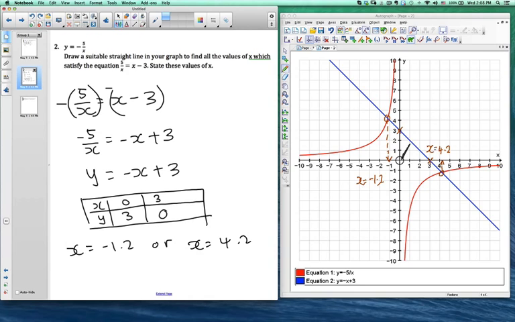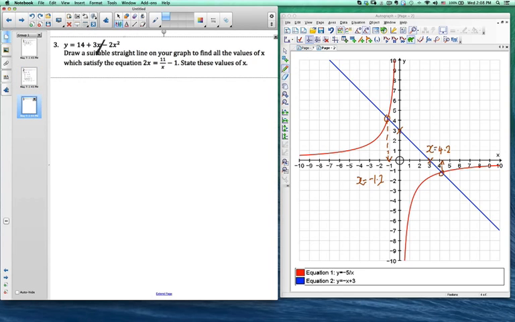Before I end this video, let's see the last example. It will be slightly complicated, maybe for some students. For this equation, same thing, he will give you this equation, and then he asks you to draw the suitable straight line on your graph to find all the values of x which satisfy this equation.